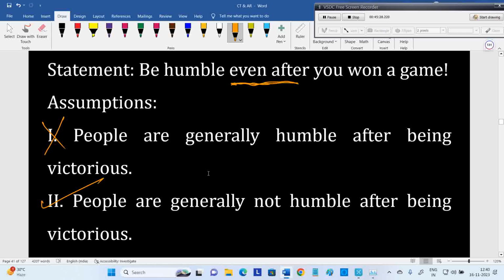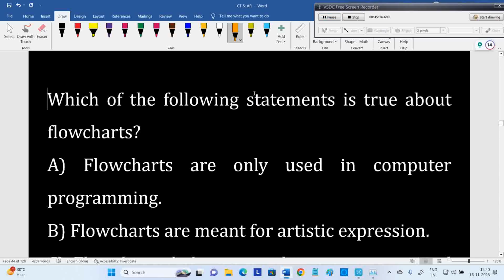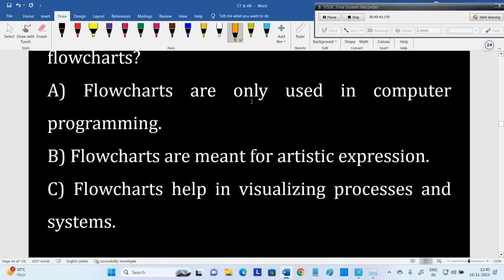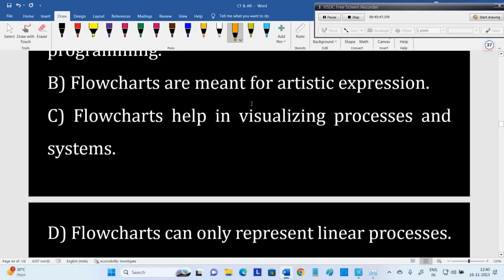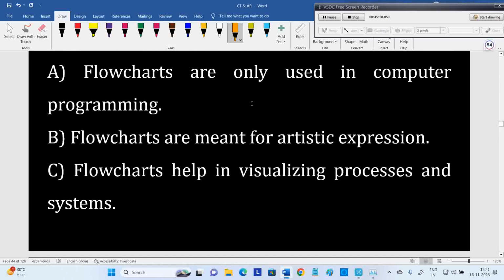Statements and assumptions, I already shared the PDF, kindly work on it. And the last question before the break, and I'll show a glimpse of those passages also. Which of the following statements is true about flowcharts? Flowcharts are only used in computer programming. Flowcharts are meant for artistic expression. Flowcharts can only represent a linear process. Flowcharts help in visualizing.